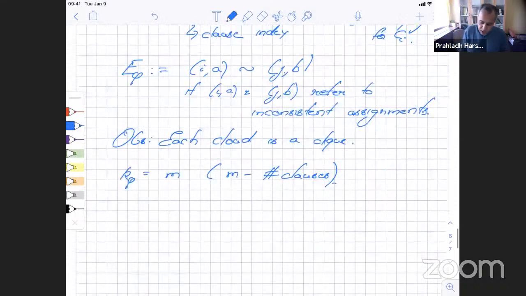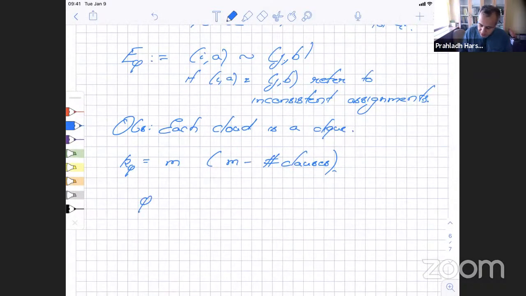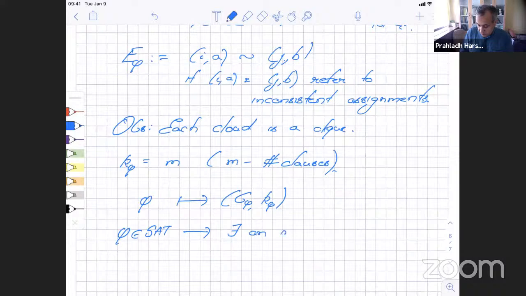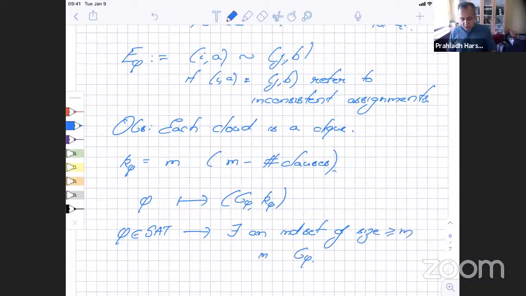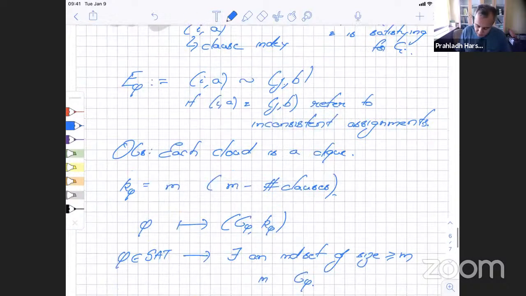What do I need to show? I need to show that if phi is satisfied, this is the reduction from G phi to K phi. Now let's look at it. If phi is satisfiable, I want to say that there exists an independent set of size greater than or equal to M in G phi. Why is that true? In fact, I want to say this is an if and only if.